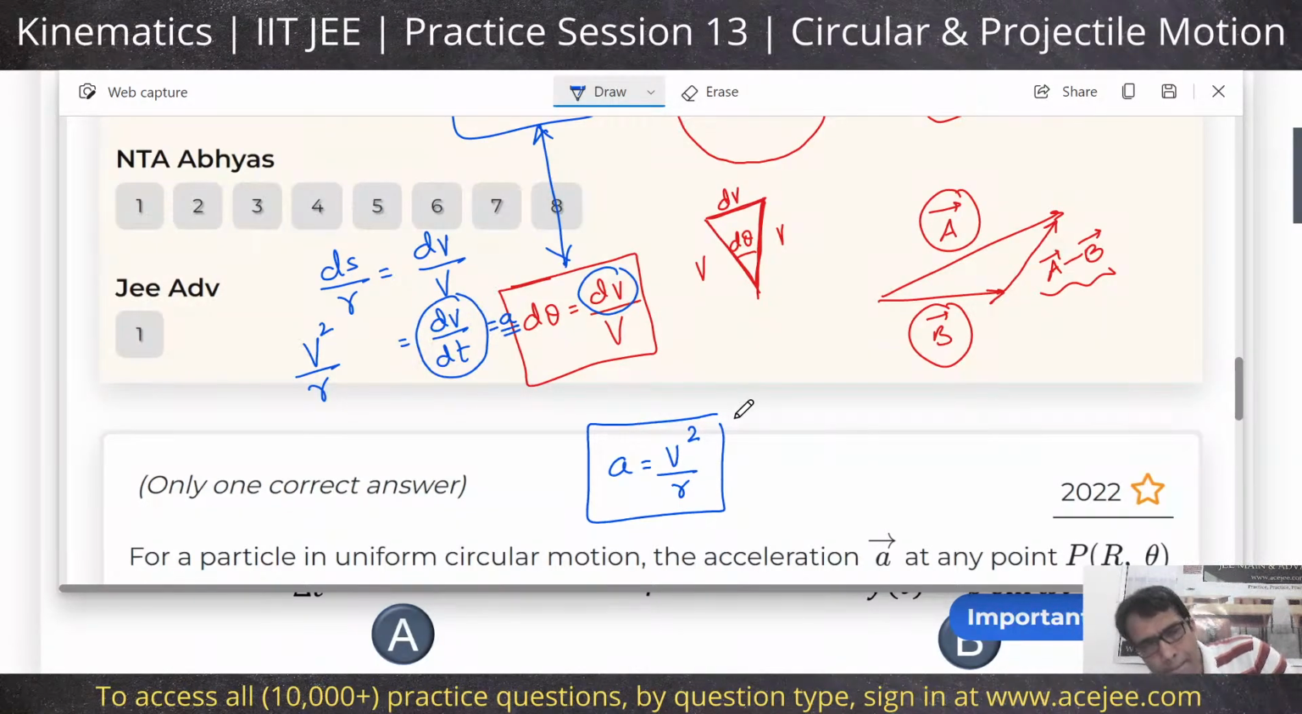Sir, once more, how did you get that dv is pointed towards the center? Okay, okay.